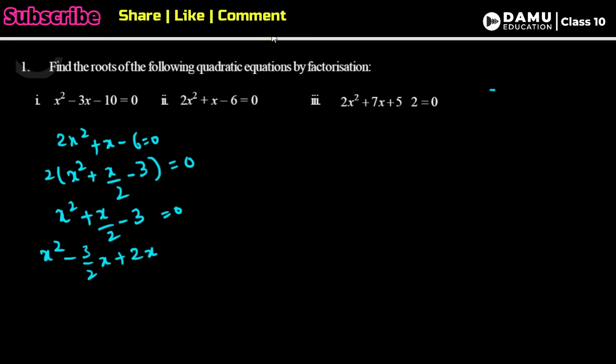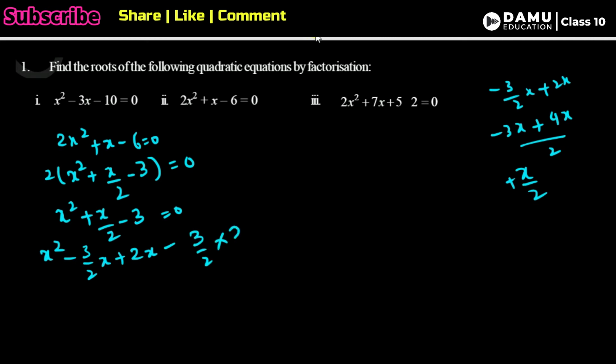So how have we written it? Minus 3 by 2x plus 2x, then minus 3x. 2 2s are 4x by 2, then 4x minus 3x, 1x by 2. So we are getting this. So this is the value minus 3. 3 you can write in the format of 3 by 2 into 2, that will be equal to 0.